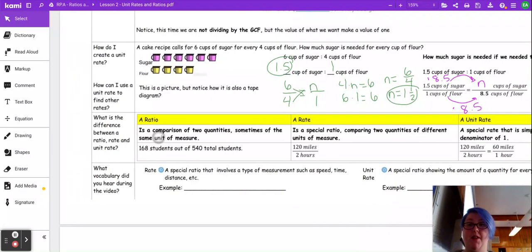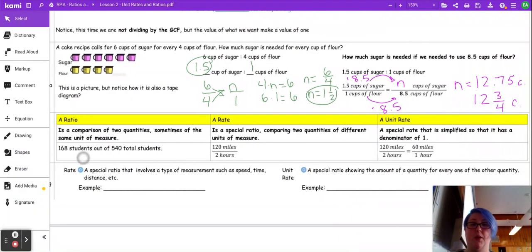So at the bottom of the notes, you'll see what's the difference between a ratio, a rate, and a unit rate. These are also the words at the bottom to fill in for examples.